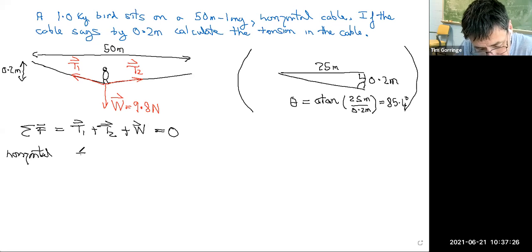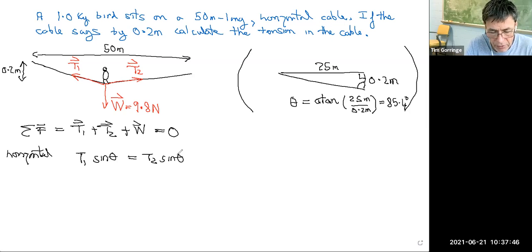So T1 sine theta, that picks out the horizontal component of the tension, must be equal to T2 sine theta. That picks out the horizontal component of the tension on the right. And those two angles are the same. We've discussed that. So the sine thetas cancel out. And so the horizontal analysis tells us that the two tensions, T1, T2, they have different directions, but they have the same magnitudes. They have the same sizes.